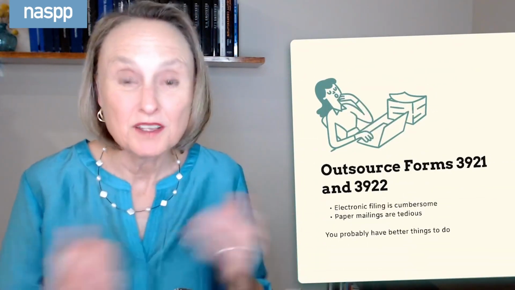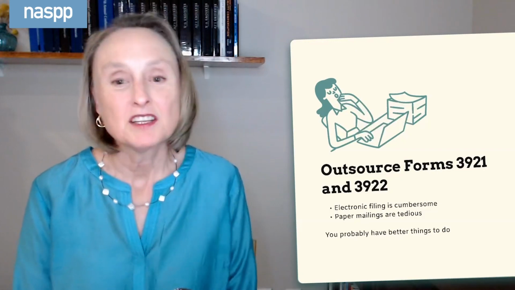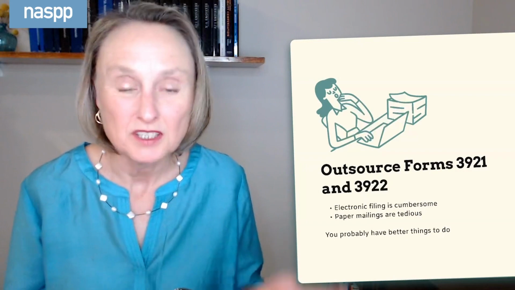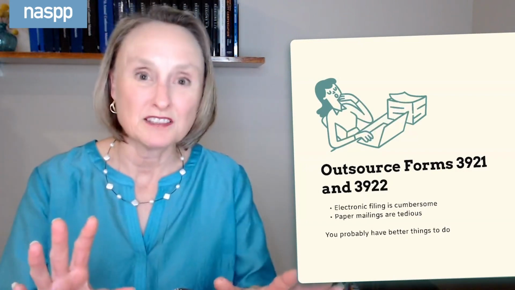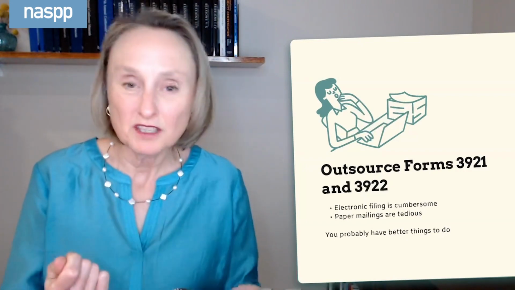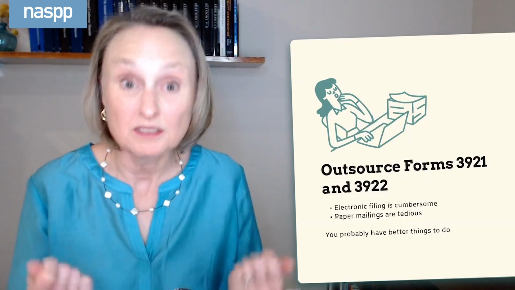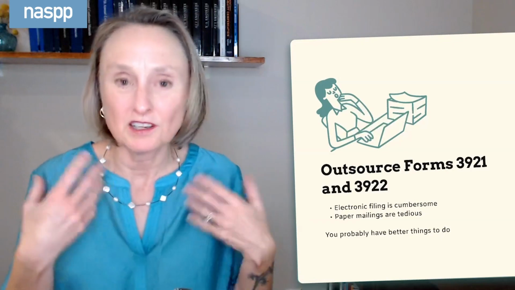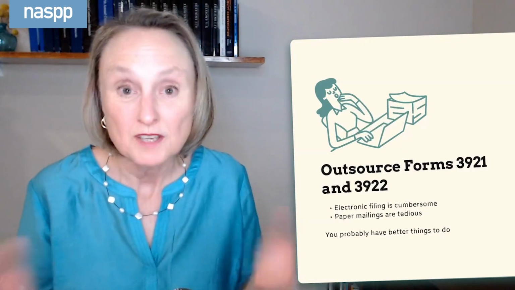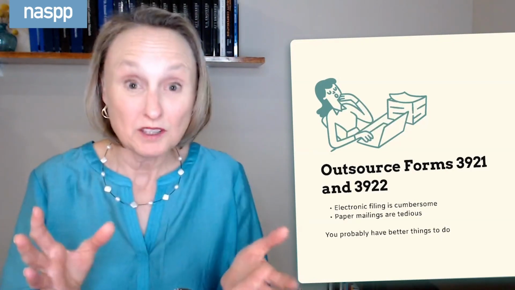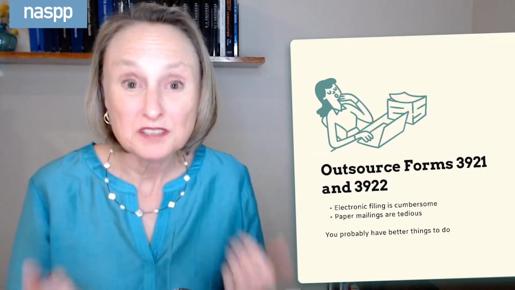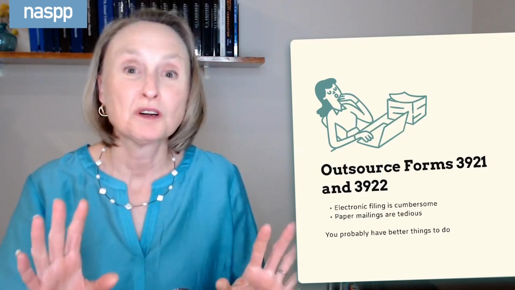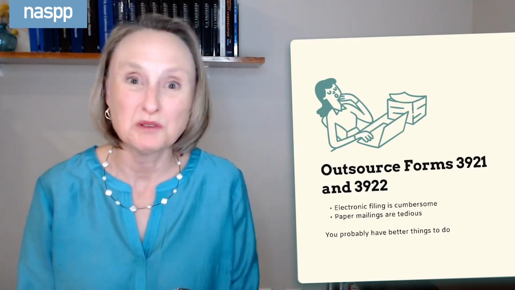My third tip is that if you have tax qualified plans and you have to file Forms 3921 and 3922, you just outsource that task. Trying to deal with electronic filings on the IRS's website is cumbersome. You don't want to be trying to figure out TCC codes and error reports if the filings don't work. And not only that, the copies of the statements that have to go to employees often have to be sent by snail mail. I am sure you have much better things to be doing with your time.